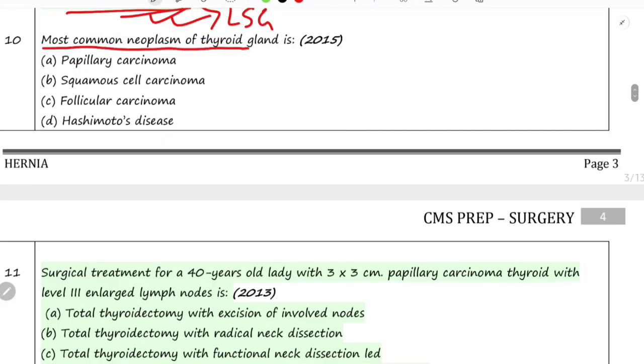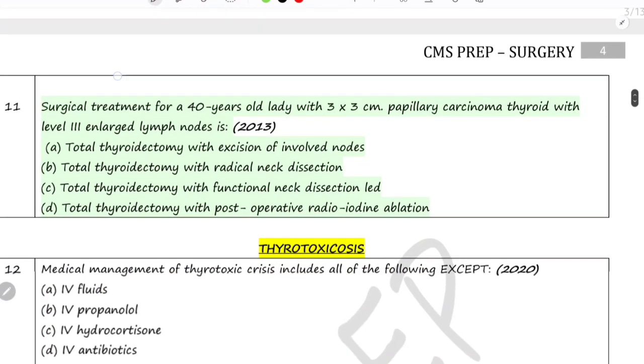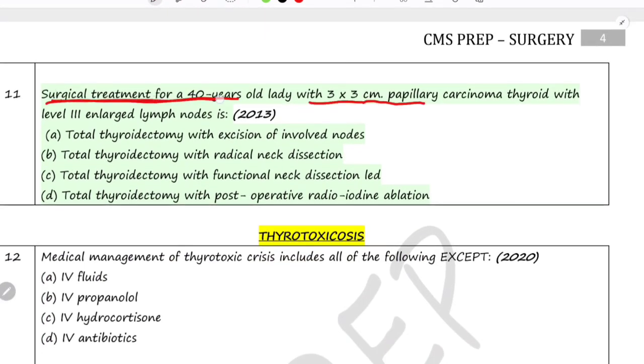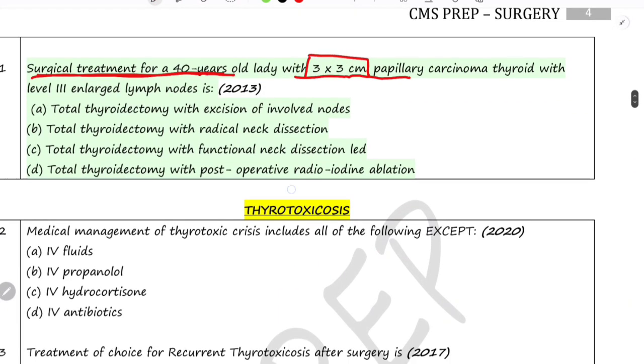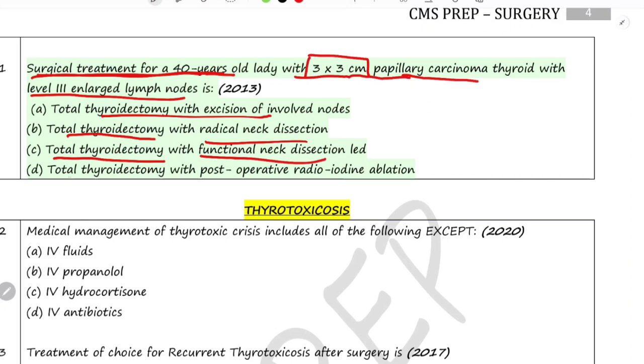Next question, most common neoplasm of the thyroid gland is, again a fact-based question. The correct answer is papillary carcinoma. Surgical treatment for a 40-year-old lady with a 3 by 3 cm papillary carcinoma thyroid with level 3 enlarged lymph node is: total thyroidectomy with excision of involved lymph node, total thyroidectomy with radical neck dissection, total thyroidectomy with functional neck dissection, total thyroidectomy with post-operative radioiodine ablation.